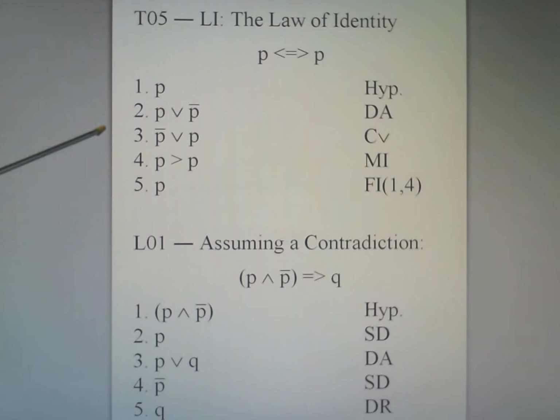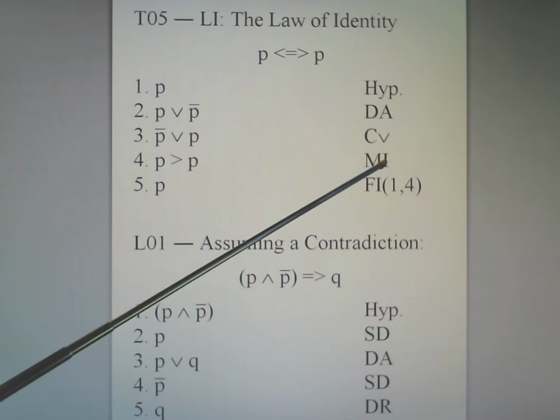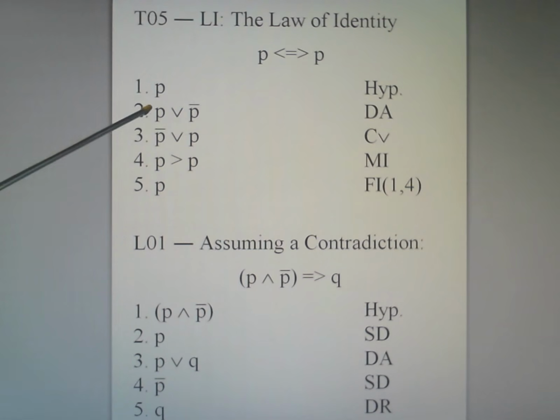By the rule of disjunctive addition. Then, by the rule of commutation for OR, I can reverse the order of these and have a proposition that is logically equivalent. Right? So 3 is logically equivalent to 2. Then we fall back on the definition, the one I skipped earlier, for implication.